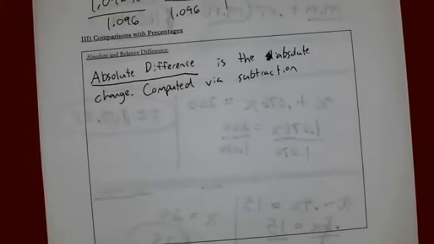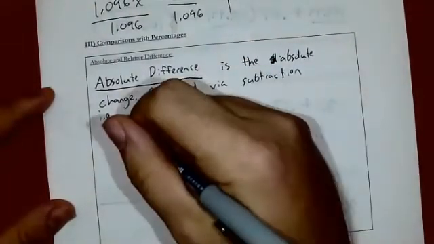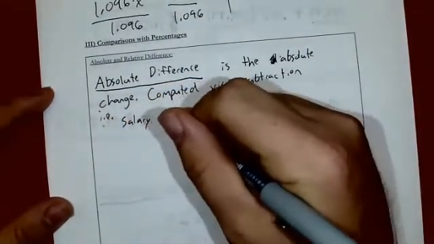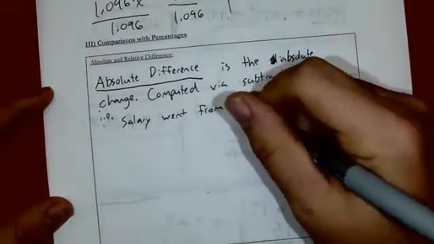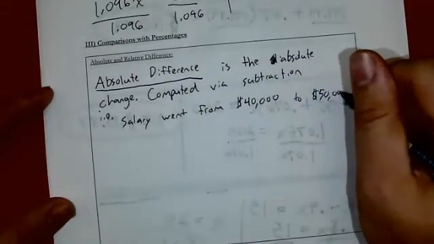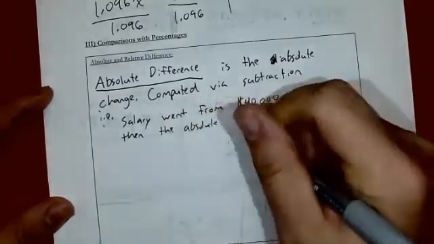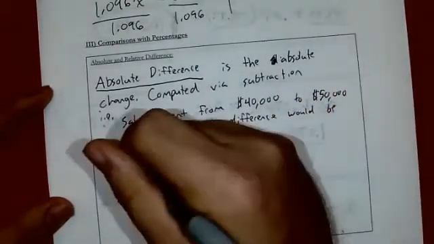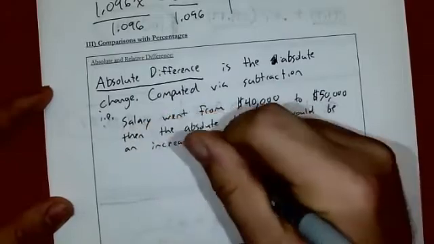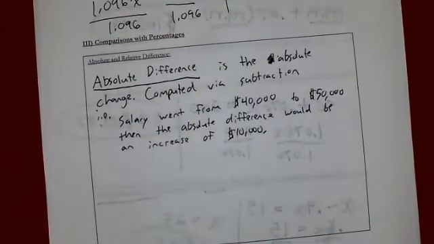So, a good example of an absolute difference is if my salary went from, let's say, $40,000 a year to $50,000 a year, then the absolute difference would be an increase of $10,000. So in other words, the absolute difference is computed via subtraction.